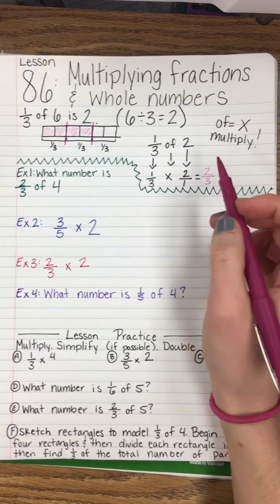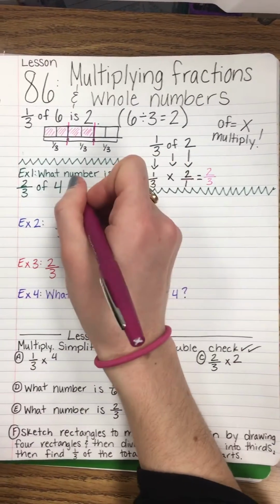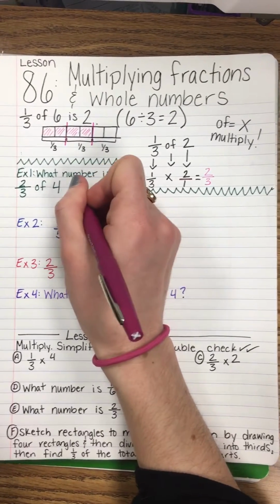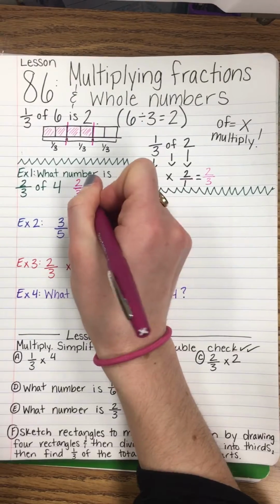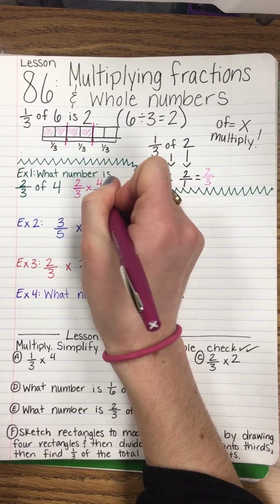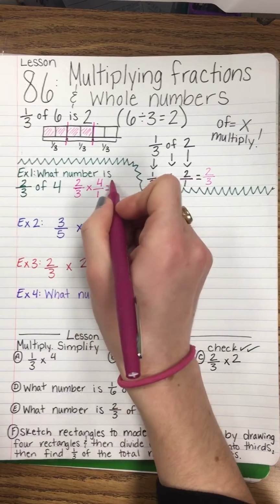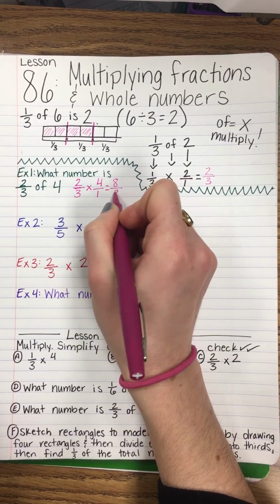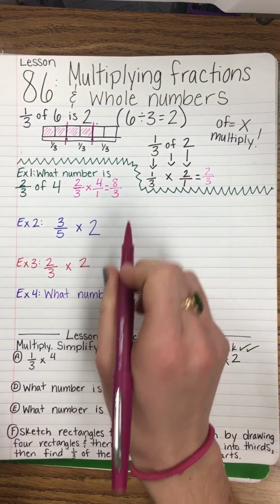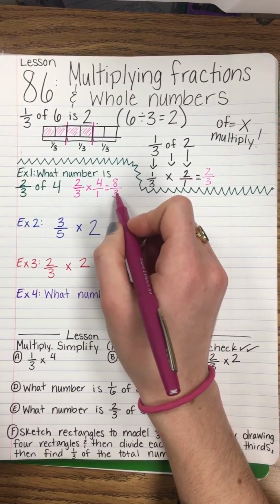So let's do some practice with that. 2/3 of 4. So how you're going to rewrite this is 2/3 times 4 over 1. Okay, and then multiply straight across. 2 times 4 is 8, and 3 times 1 is 3. And now you see that this is an improper fraction. How many times can 3 go into 8?